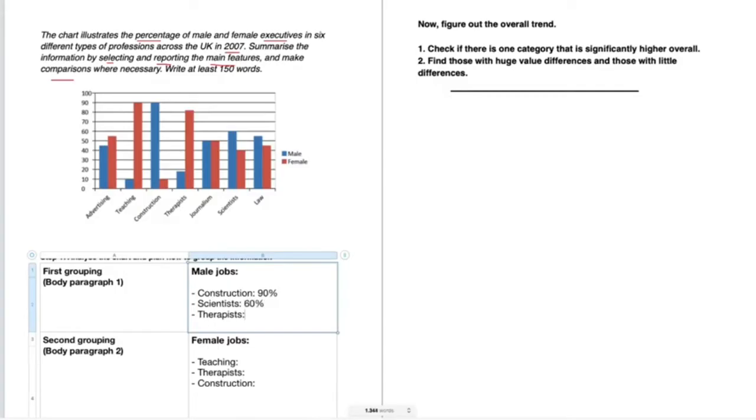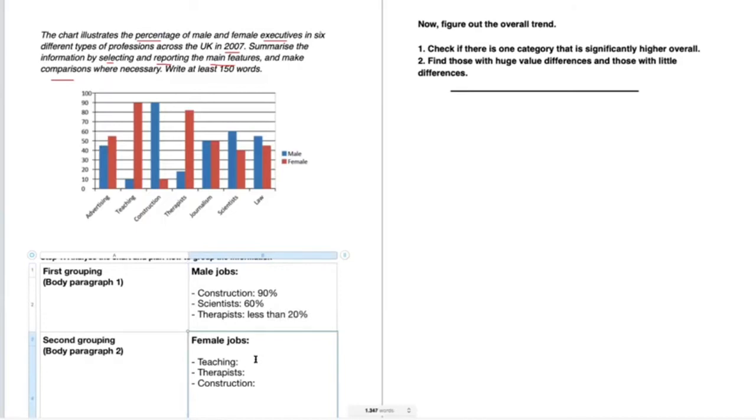And as a third, I've included therapists because that is actually quite low. And I'm going to show you why I have not included teaching as the lowest. It's something we're going to talk about in terms of female percentage. So for therapists, I have less than 20%. So I'm going to put less than 20%. Okay, so these are the things I've picked out for male jobs.